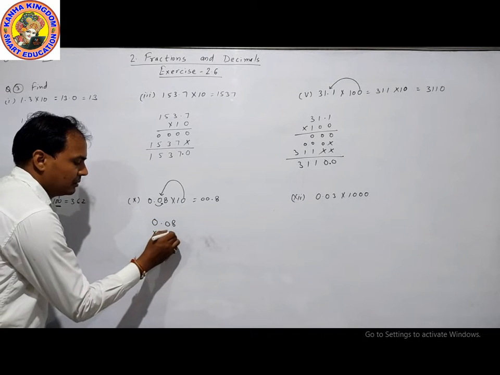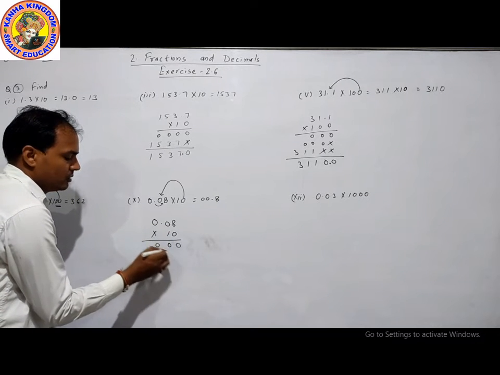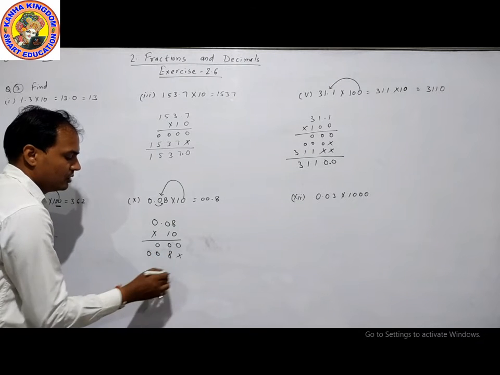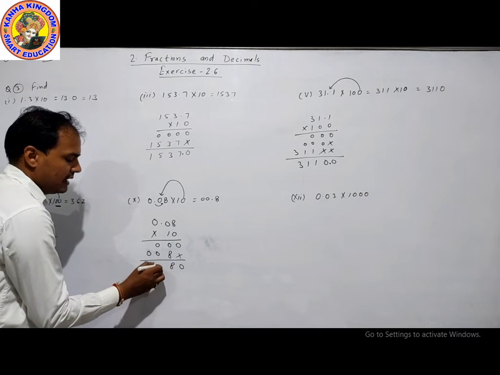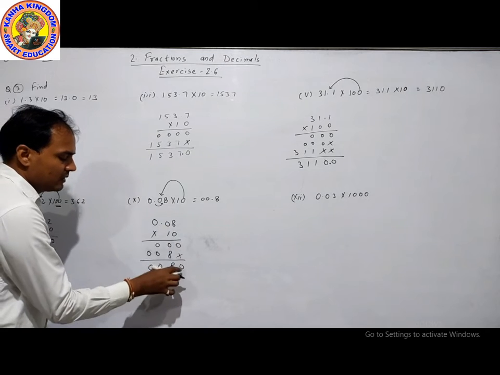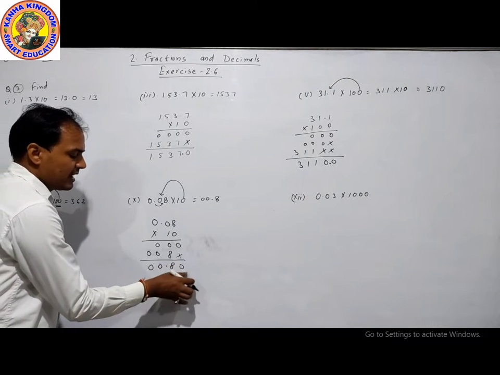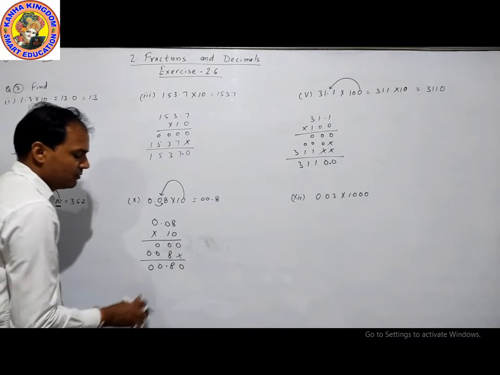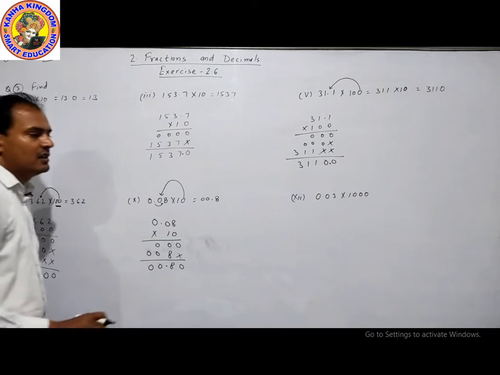0.08 into 10. First of all, 0 will multiply 0 0 0. Then 1 multiply 8 0 0. By adding these 0 8 0 0. After 2 digits, the decimal point will come. In the decimal part, the last digit 0 we can remove. 0.8. This is our answer.